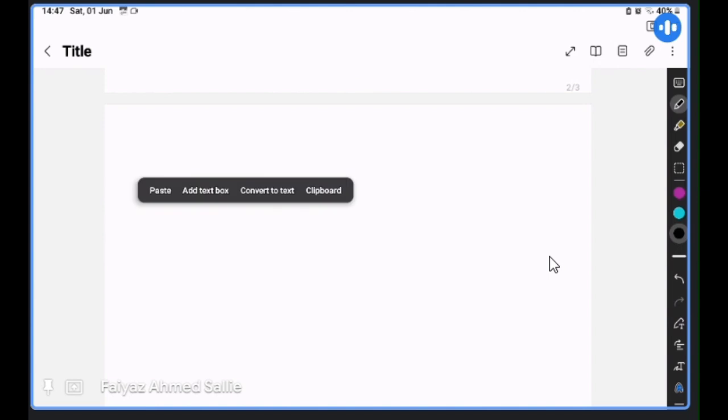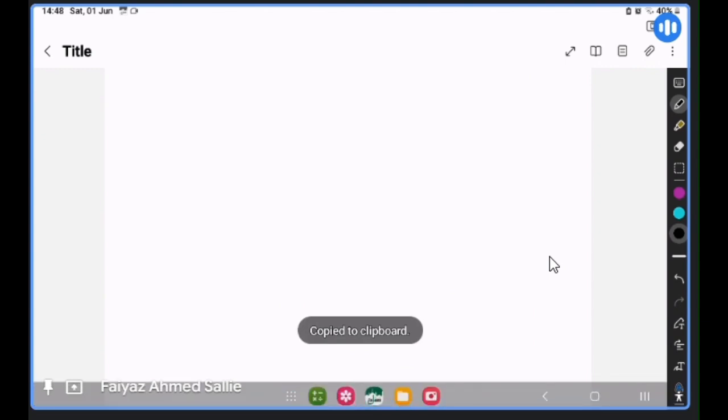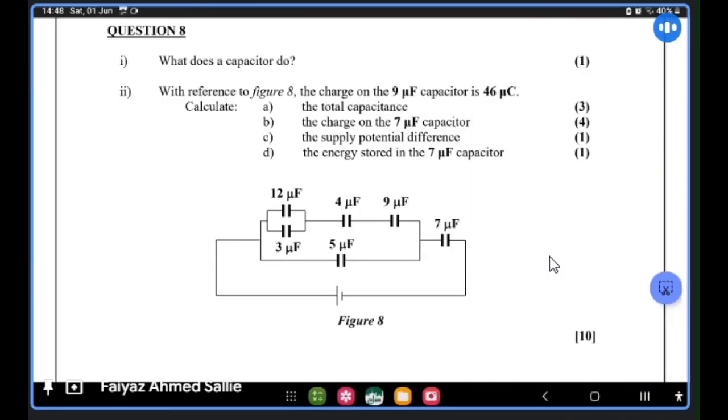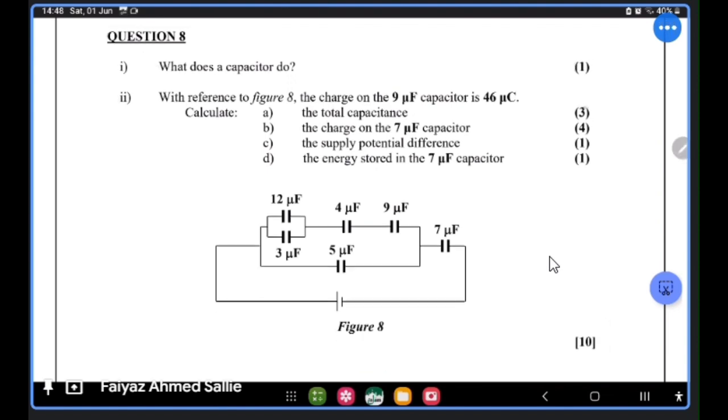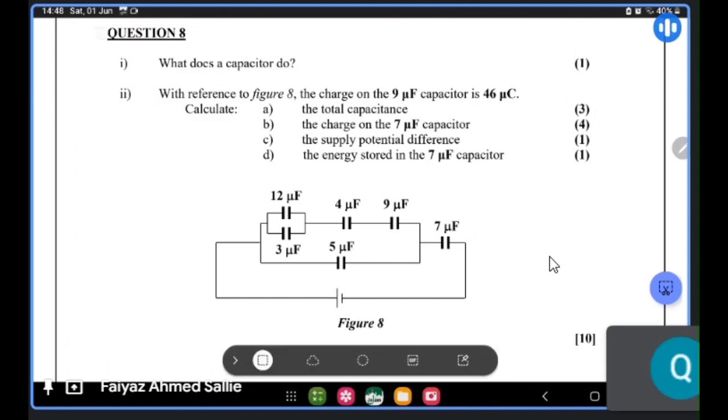The only difference is that the formulas are basically the same, but you are going to change the formulas. Like, okay, we'll do this question and you'll see that they use the same formulas as series and parallel, but they are used differently.